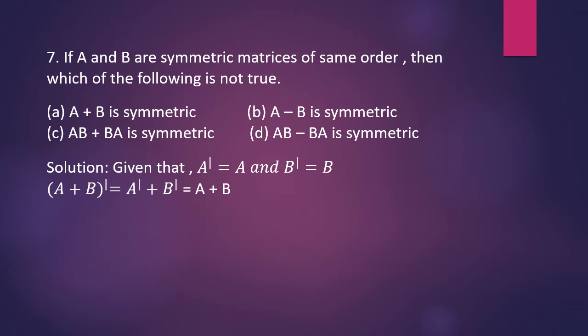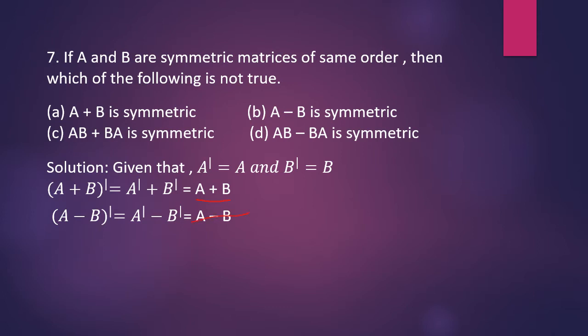A plus B is symmetric. That means A plus B whole dash. Using the algebra property of the transpose, A plus B whole dash is A dash plus B dash. But we know that A dash is equal to A and B dash is equal to B. Therefore, we write that is equal to A plus B here. So this is the correct statement. Next, move to the next one. A minus B whole dash. Similarly, using the property, this is A dash minus B dash. That is nothing but A minus B. So this is also correct.